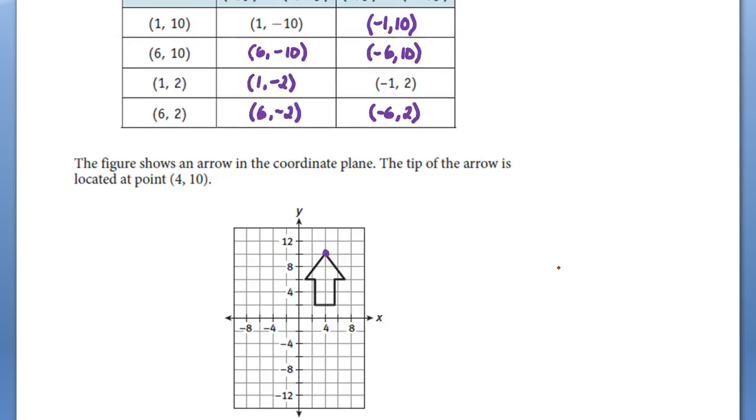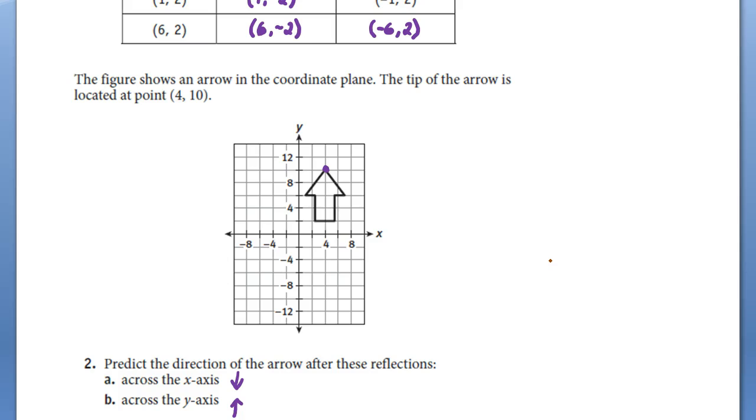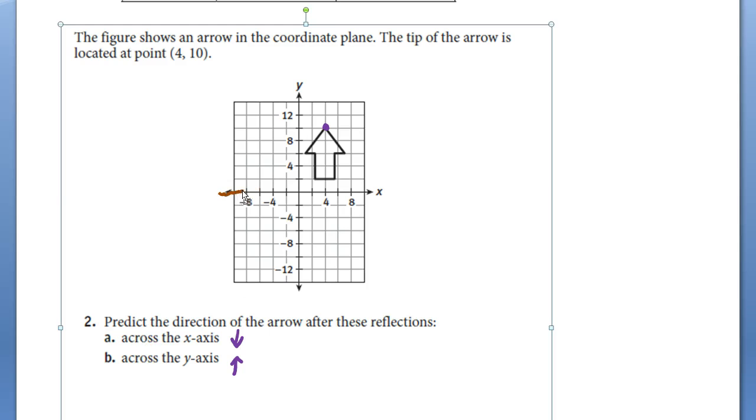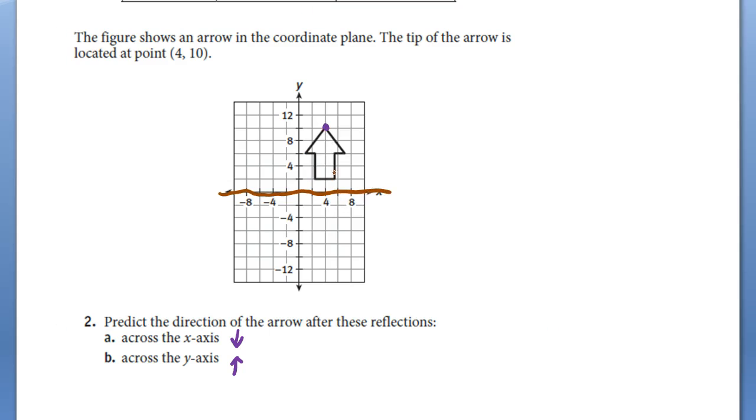The figure shows an arrow drawn in the coordinate plane. The tip of the arrow is located at (4, 10). Here it is in purple. That's (4, 10). Number 2, predict the direction of that arrow after these reflections. If you reflected it across the x-axis, so let me trace the x-axis in brown. If you took that figure, which looks like an arrow, and you reflect it to the other side of the x-axis, what would it look like?